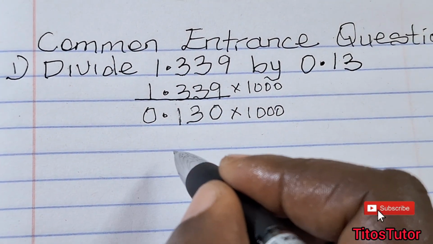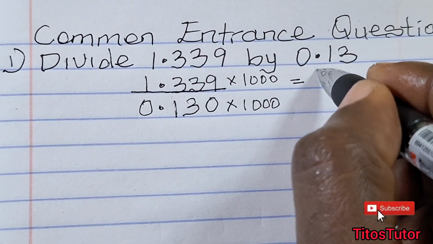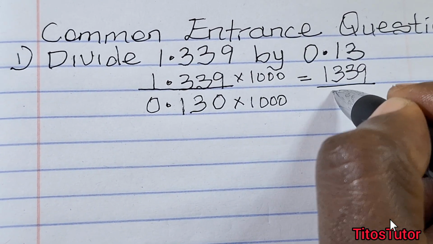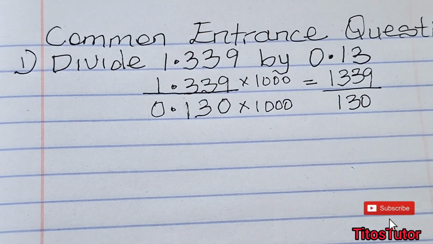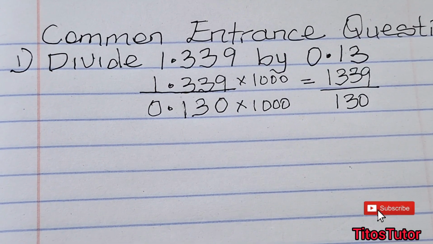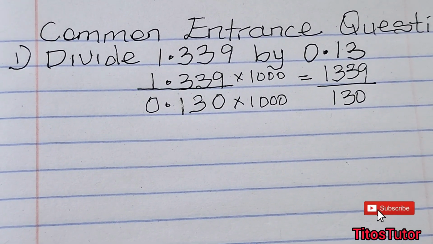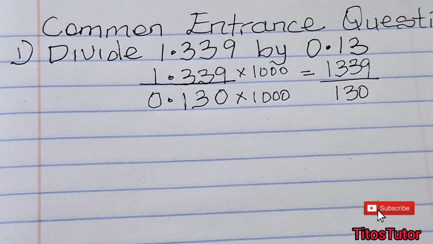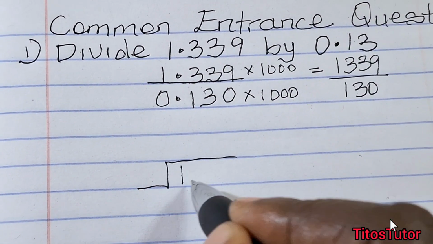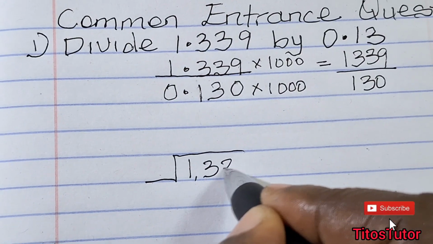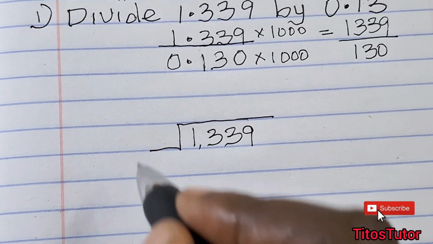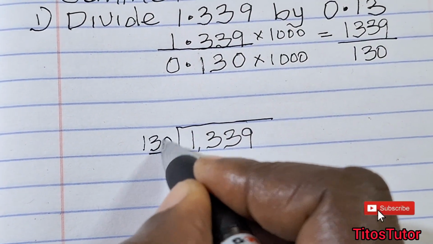Okay, so now this is equal to 1,339 and this is equal to 130. So I could use short division or long division to solve this. But in today's video, we're going to be using long division. So I'll draw my long division sign. My 1,339 is inside the long division sign, and my 130 is outside.